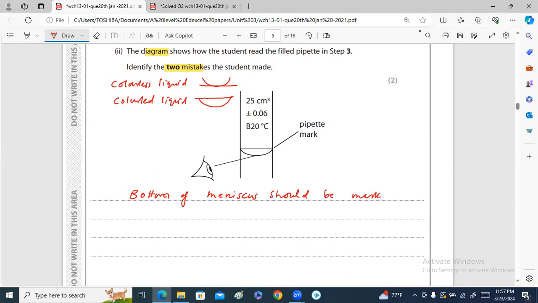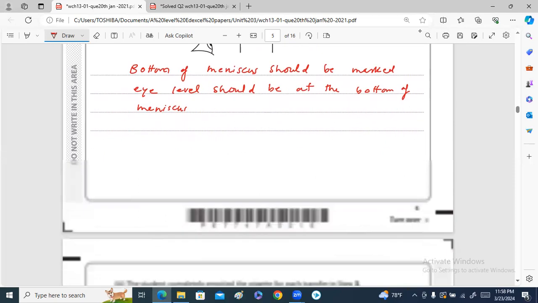It should be marked at the bottom as we are using a colorless liquid. And the second thing is that the eye level should be at the bottom of the meniscus. It should be in front of this mark. We can see, it should be in front of this mark. Okay, next part.